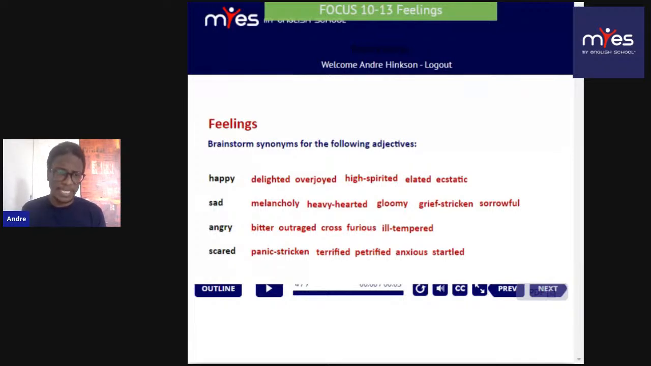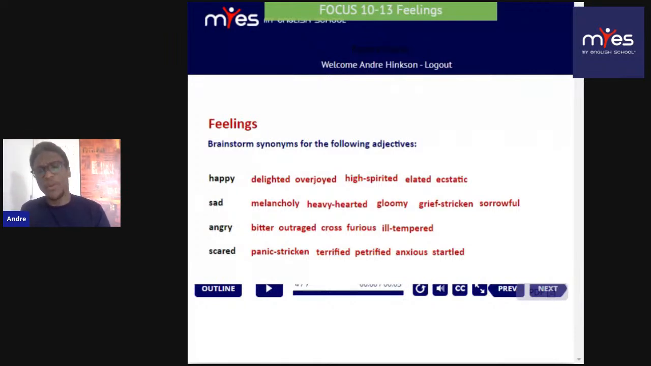In terms of sad, we've got grief-stricken. Grief-stricken is mainly more for like death, when someone dies, someone important to you. So you're grief-stricken, meaning you're so sad because of a death. So that's more associated with death and dying. Grief-stricken.